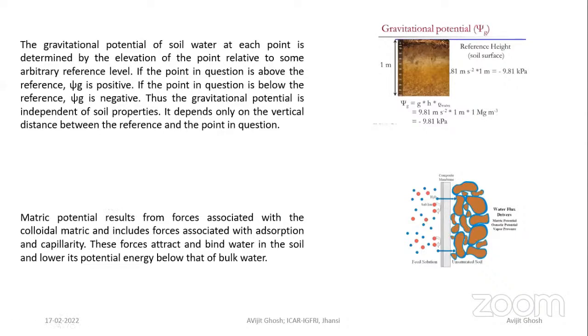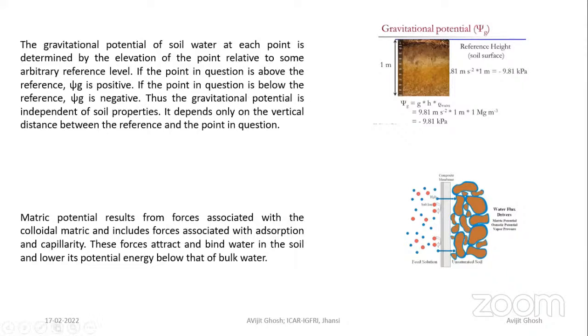Similarly, matric potential is associated with the soil matrix. So from the name, it can be understood that matric potential results from the forces associated with the colloidal matrix and includes forces associated with adsorption and capillarity, that we understood earlier: the forces of adhesion, cohesion, and surface tension.